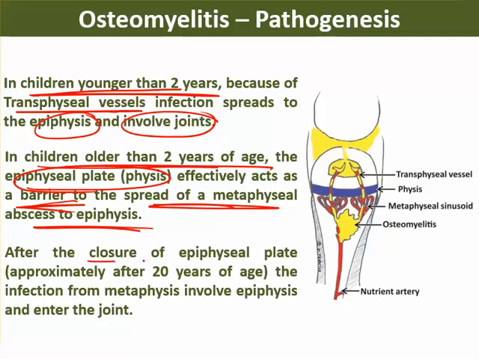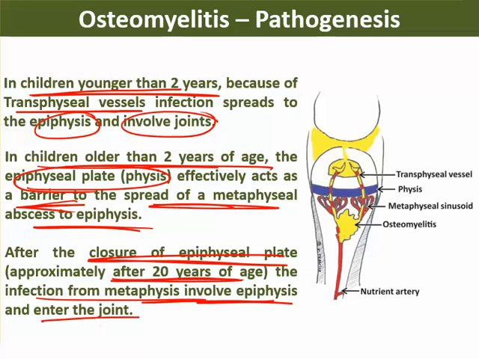So after closure of the epiphyseal plate, which happens after 20 years of age, the infection from the metaphysis can involve the epiphysis and enter the joint. So in two age groups, septic arthritis is expected: one is 0 to 2 years, the other more than 20 years. In between 2 to 20 years, they are protected by the growth plate.